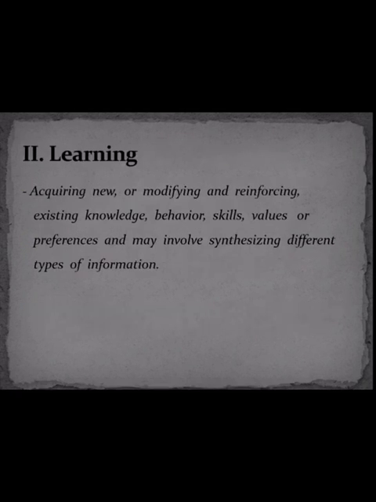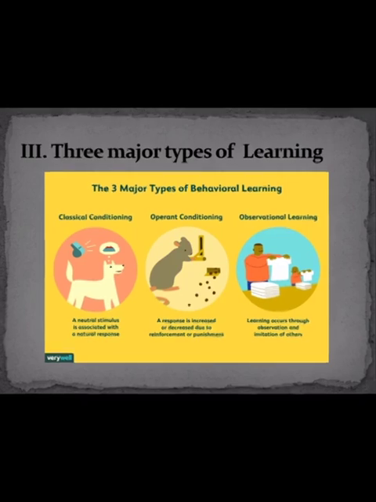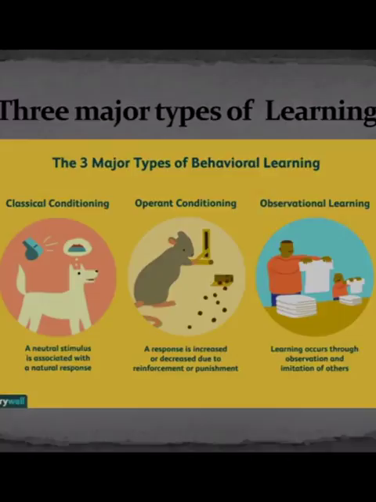Let's move on to learning. Learning is acquiring new or modifying and reinforcing existing knowledge, behavior, skills, values, or preferences, and may involve synthesizing different types of information. There are three major types of behavioral learning. First is classical conditioning, second is operant conditioning, and the third one is observational learning.